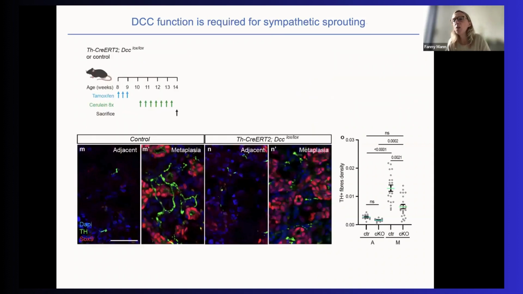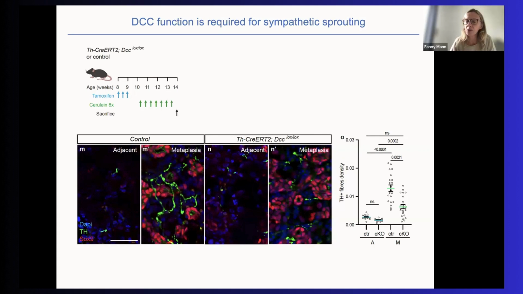To know whether this upregulation of DCC was important for sympathetic axon sprouting, we used an inducible conditional approach in the mouse to delete DCC from adult sympathetic neurons, just prior to inducing chronic pancreatitis. And we have found that the loss of DCC on sympathetic axons completely inhibits the hyperinnervation of the metaplastic lesions, demonstrating that DCC function is important for sympathetic axon sprouting.